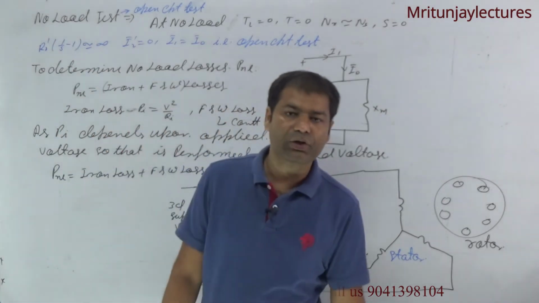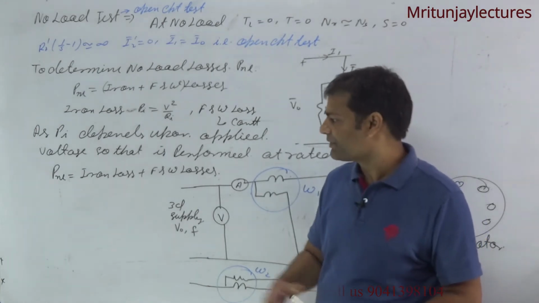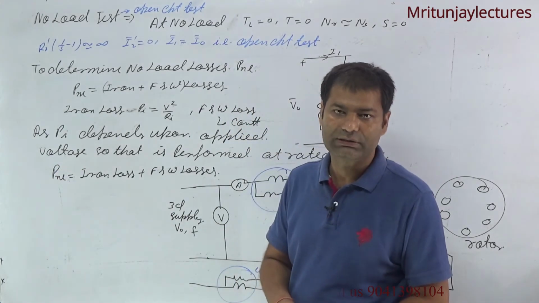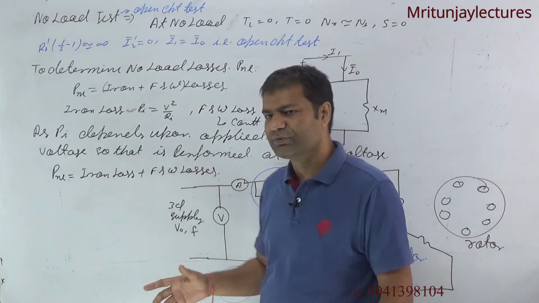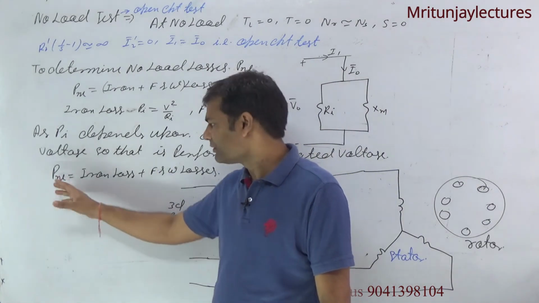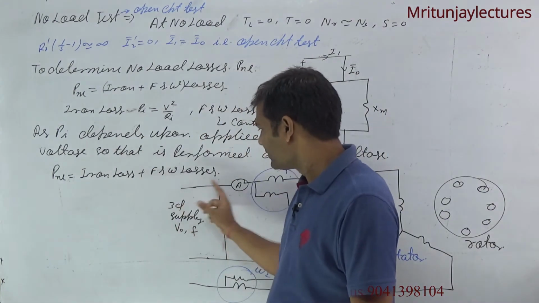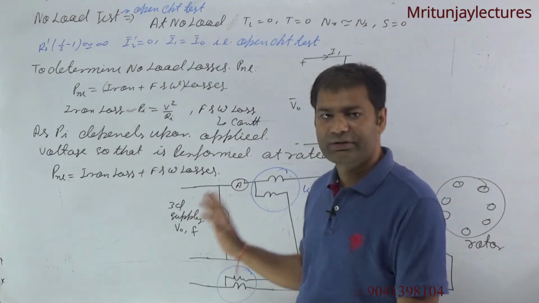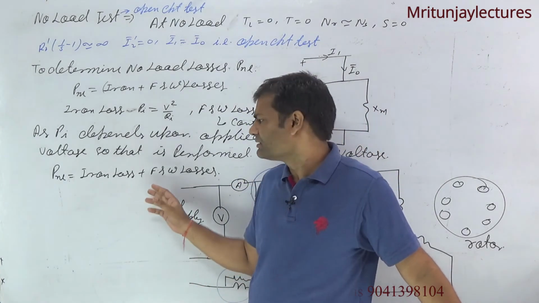If you want the iron loss, then you determine the friction and windage loss, or you can say separate the friction and windage loss and iron loss in the no load loss. Or in another way, if you determine the friction and windage loss by any method, then you have determined the iron loss, because I know the no load loss. With the help of this, if you get the friction and windage loss, then finally you determine the iron loss. Why is iron loss most important?